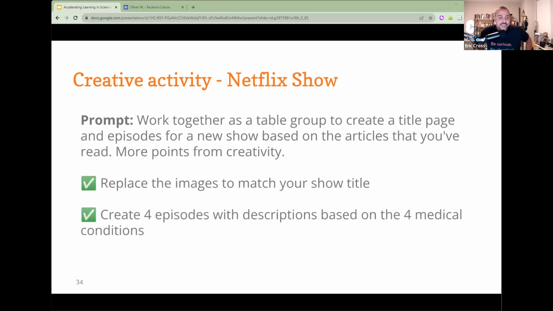A couple creative activities before we get to Q&A. All of these are free. None of these are things that I made up. And if you need access to them, we can give you the resources.